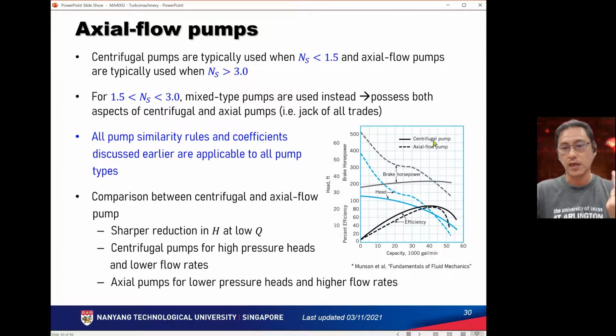So I'll let you take a look at this graph and deduce what the differences are. Clearly, there are some differences here. The solid line represents the characteristics of the centrifugal pump, whereas the dashed line represents those associated with the axial flow pump. You can take a look to figure out some of the differences between axial pumps and centrifugal pumps.